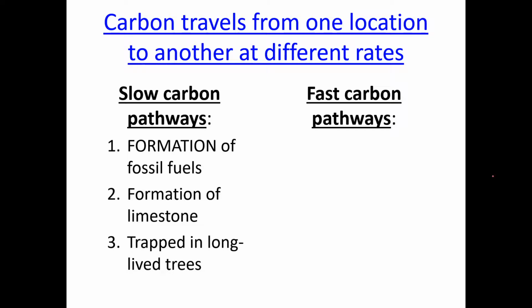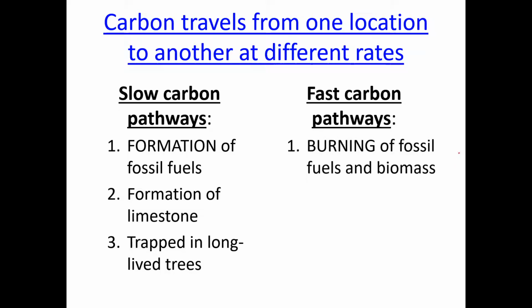And additionally, not quite as slow as the first two, carbon can get trapped in long-lived trees for hundreds or, in some cases, thousands of years. Once you've committed these three to memory, anything else that's a carbon pathway is a fast pathway. One of those would be the burning of fossil fuels and the burning of trees and garbage and other biomass. Things like ethanol.